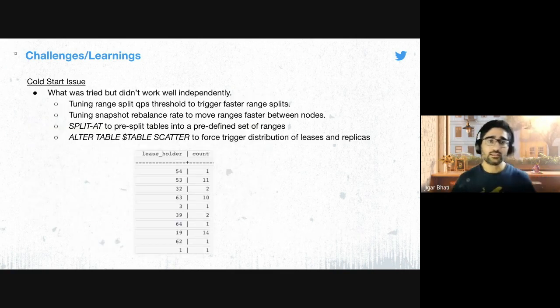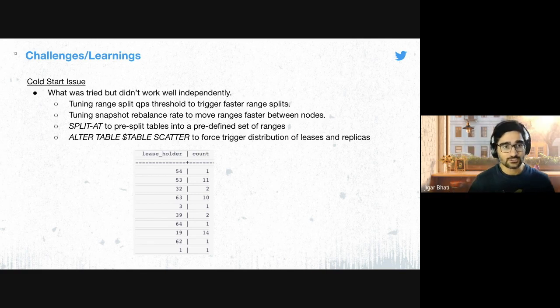So we tried certain things, but that didn't work independently. For example, the natural thing that comes to mind when we have a single range to begin with is how do we make sure the range gets split faster, and how do we make sure the ranges are transferred between the nodes faster. Those are the two things that we tuned. We tuned the range split QPS threshold to trigger faster range splits, and we also tuned the snapshot rebalance rate so that those ranges will be transferred between different sets of nodes faster, thereby achieving horizontal scalability instead of one node taking the majority of the traffic. But that didn't work for us independently because the rate at which we were throwing the QPS was too high, and CockroachDB could not catch up with that QPS to be able to do this rebalance and split faster. And that still had cluster stability issues.